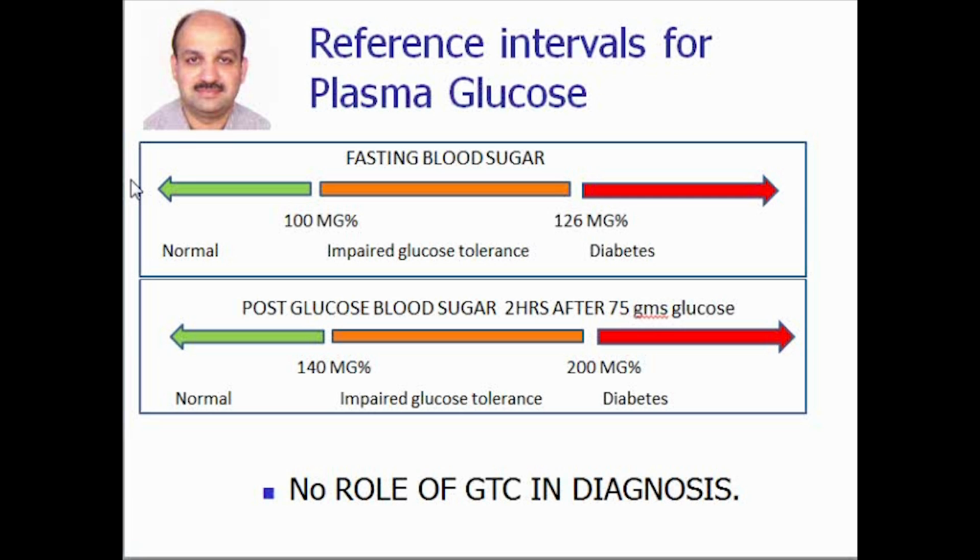In case the patient is able to control his weight and do exercise, patients with impaired glucose tolerance can become normal. Previously, many years back, there was a test called GTC, glucose tolerance curve, where 5 to 6 samples of blood were collected after giving 75 grams of glucose. This test is no longer used in the diagnosis of diabetes.